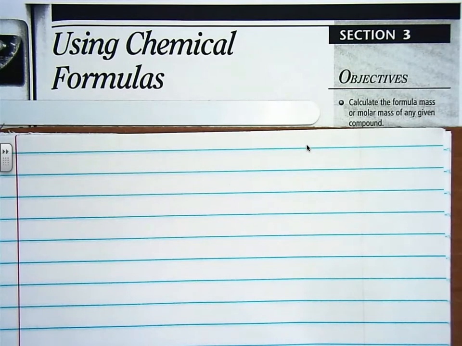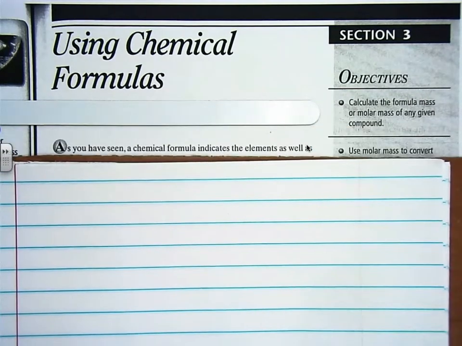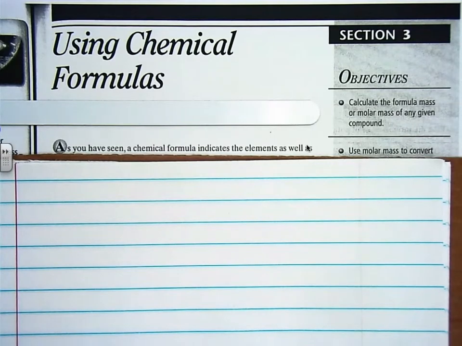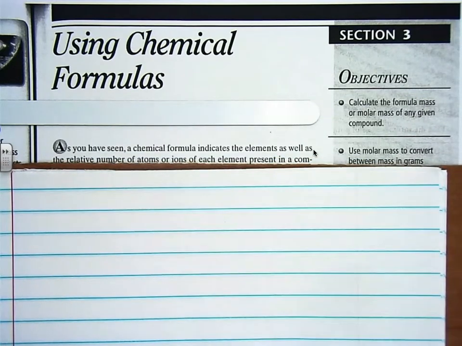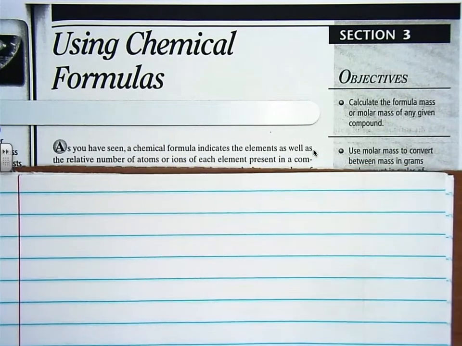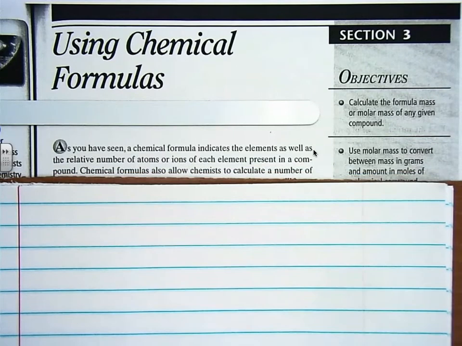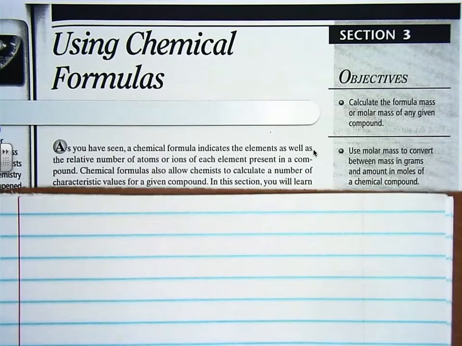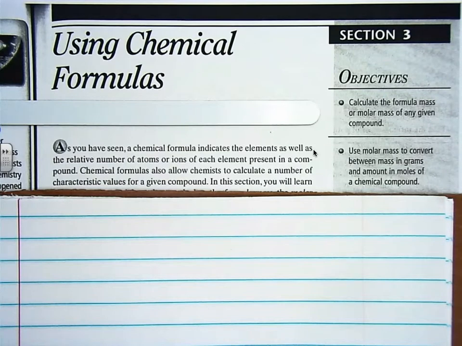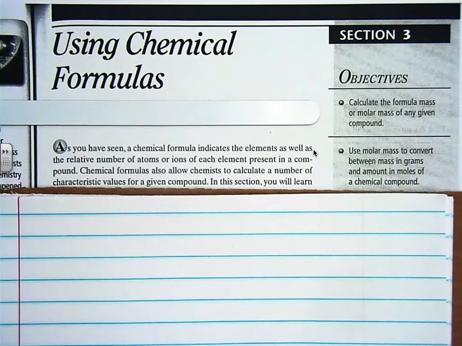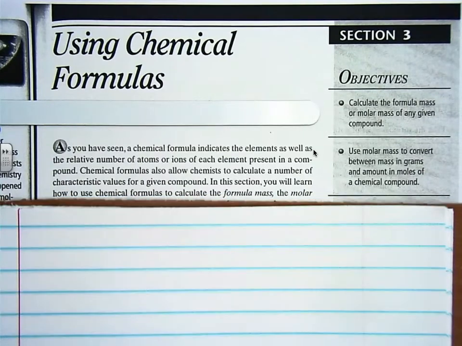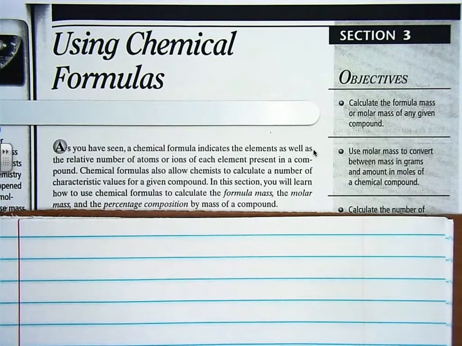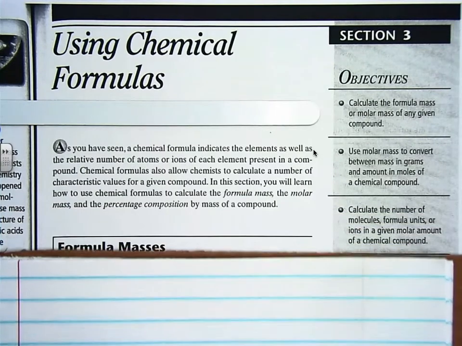All right, class, here we go. Let's start reading. As you have seen, a chemical formula indicates the element as well as the relative number of atoms or ions of each element present in a compound. Chemical formulas also allow chemists to calculate the number of characteristic values for a given compound. In this section, you will learn how to use chemical formulas to calculate the formula mass, the molar mass, and the percentage composition by mass of a compound.